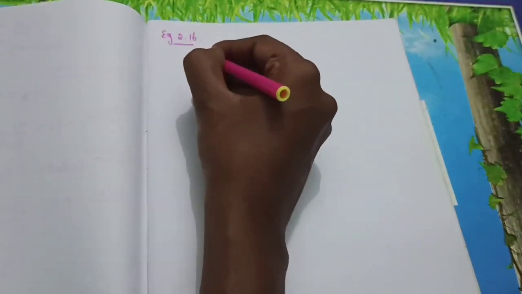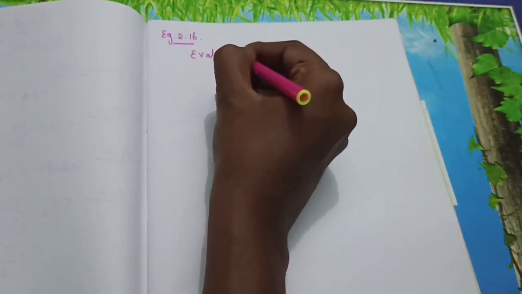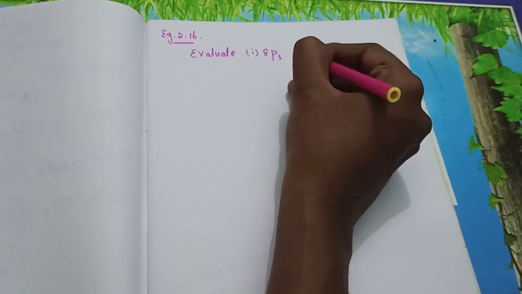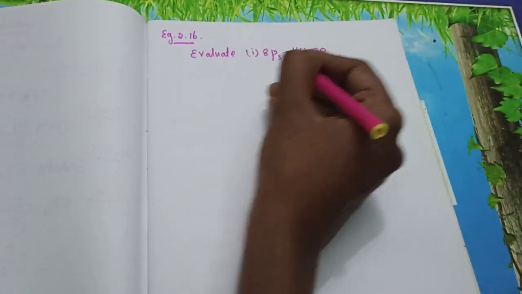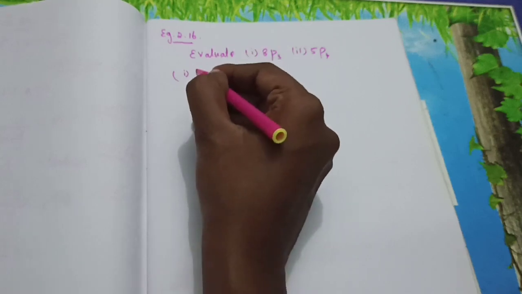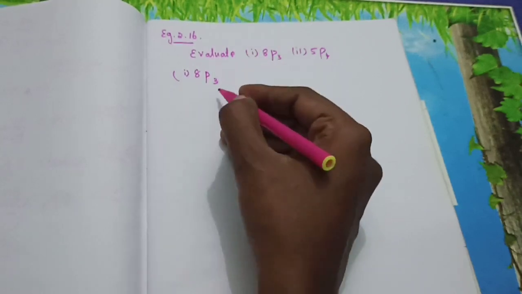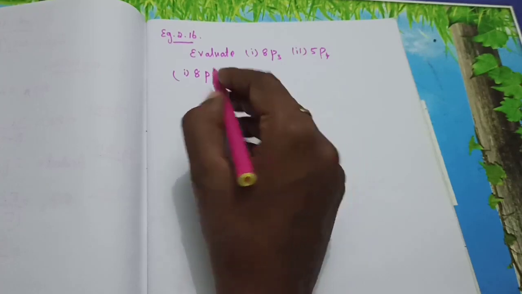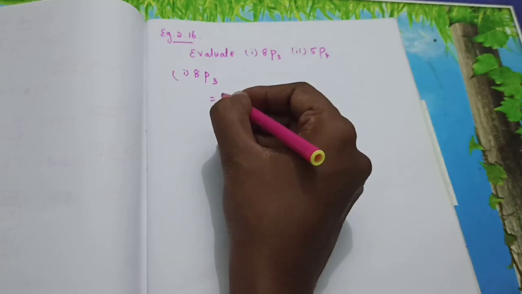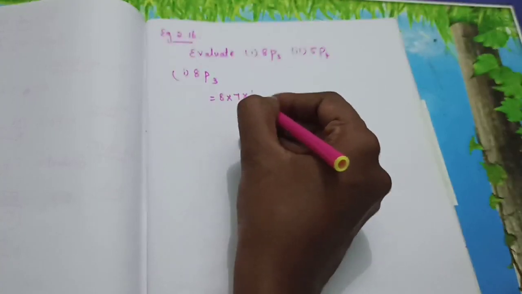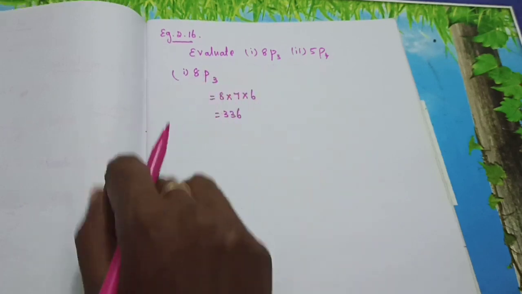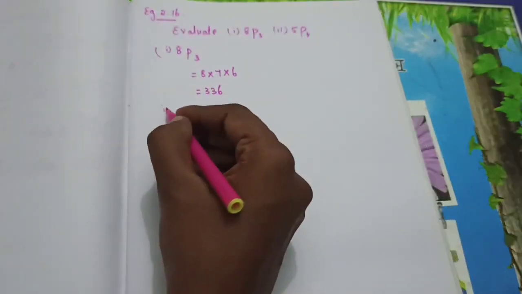2.16. Evaluate 8P3, second one 5P4. Using the formula also you can follow, otherwise one more easiest method is there. So 8P3 means how will you write? 8, that's the n value, r at a time, that is 3 at a time. So only 3 values you will write and you will find the answer. If you need, you can use the formula. If you multiply, you will get 336. Otherwise, this is very easy.